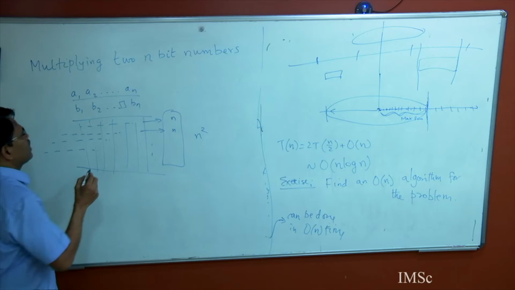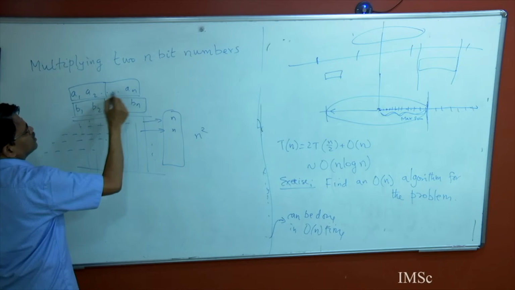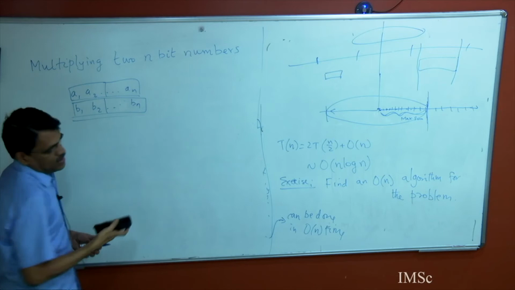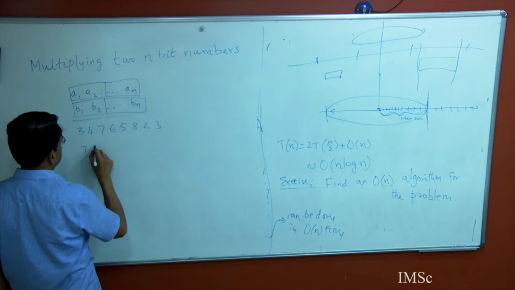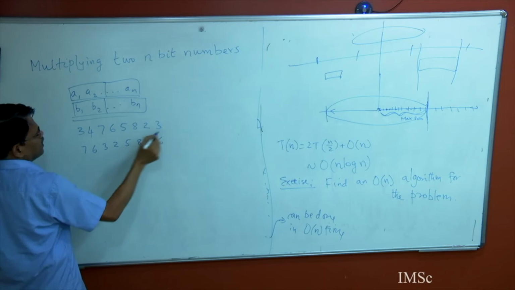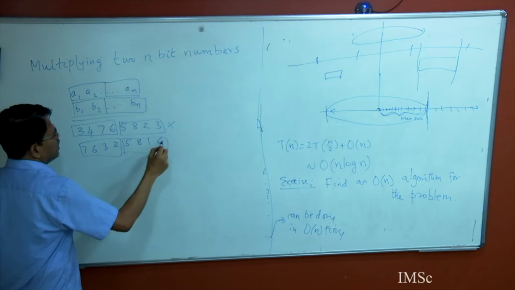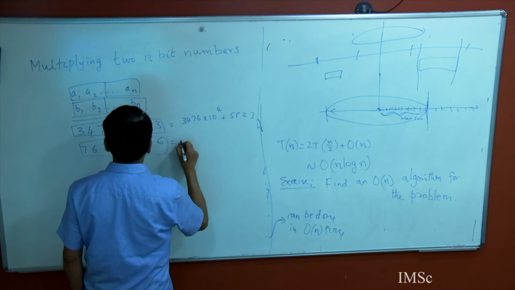Yes. So, I take this input. Again, for now, assume that n is a power of 2. And I divide this into two parts. Let's actually do an example. So I want to multiply this, right? So what I do, I look at this. Yes, exactly. So I can write this number as 3476 times 10 to the power 4 plus 5823. And this is 7632 times 10 to the power 4 plus 5816.